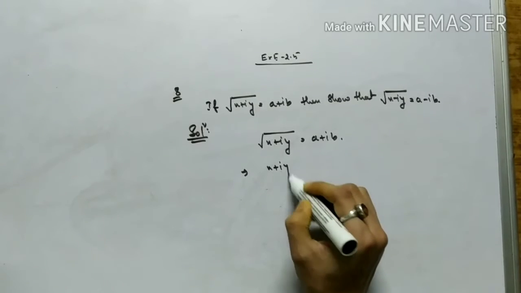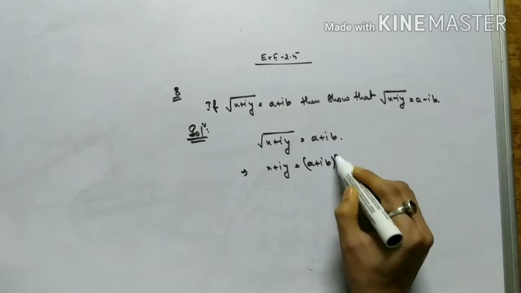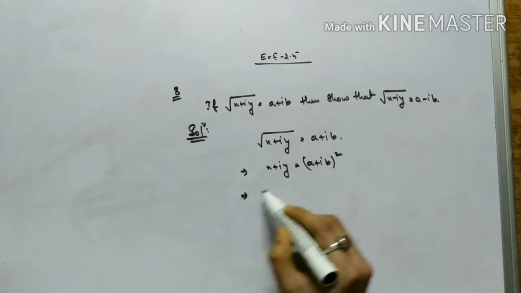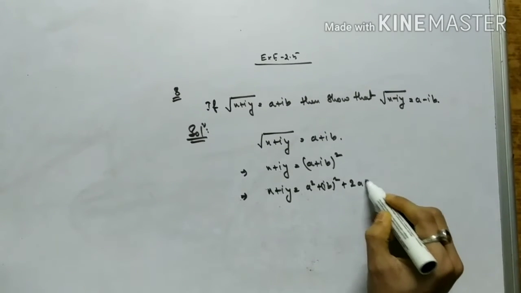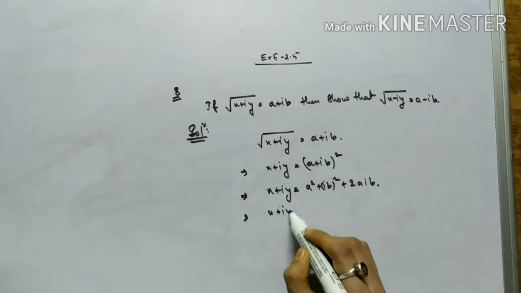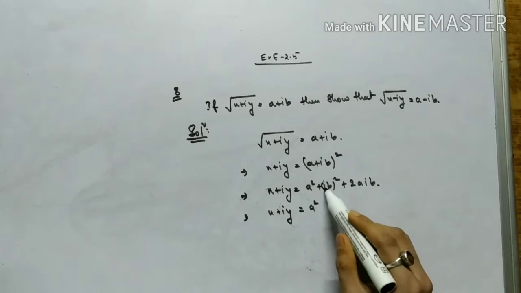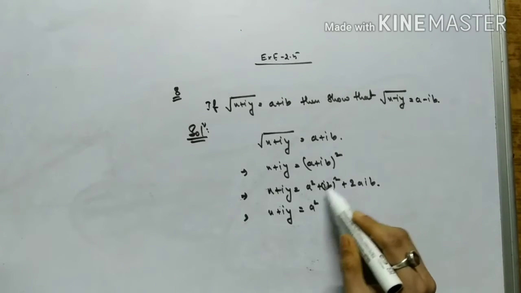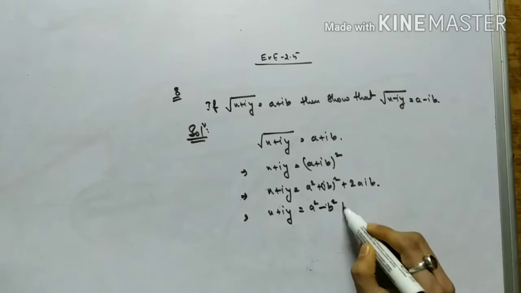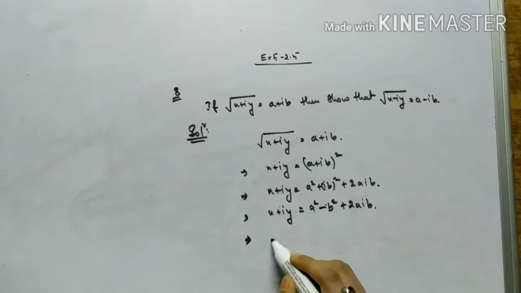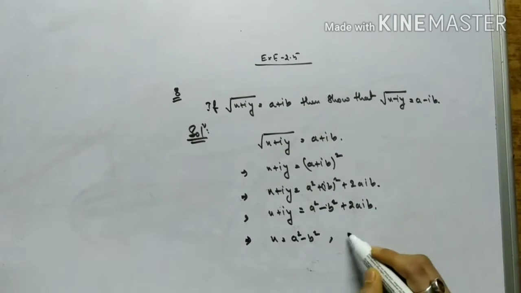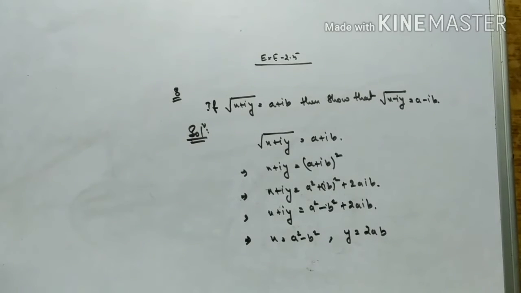Squaring both sides, x plus iy is equal to a plus ib the whole square. Okay. So x plus iy is equal to a square plus ib the whole square plus 2aib. So I will get x plus iy equal to a square plus i square b square, i square is minus 1. So a square minus b square plus twice ib. Now real part and imaginary part I will equate. Okay. So x is equal to a square minus b square, and y is equal to twice ab.